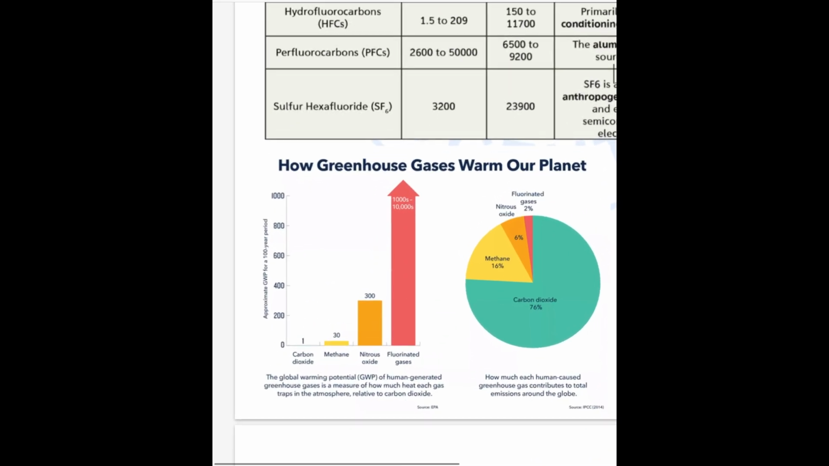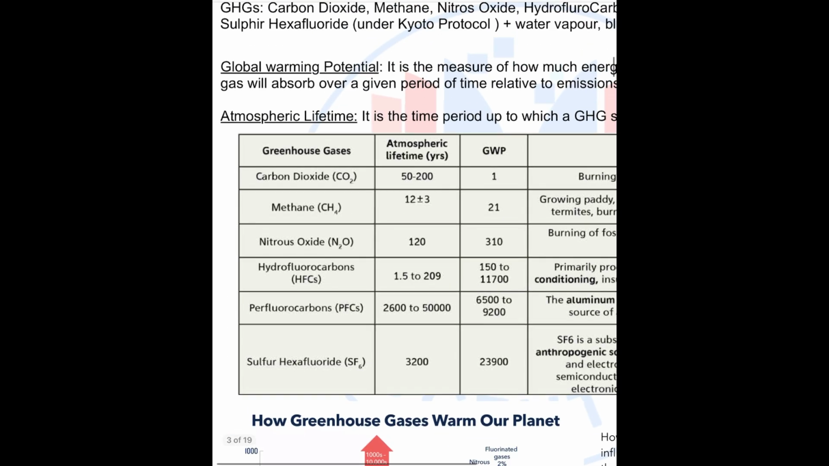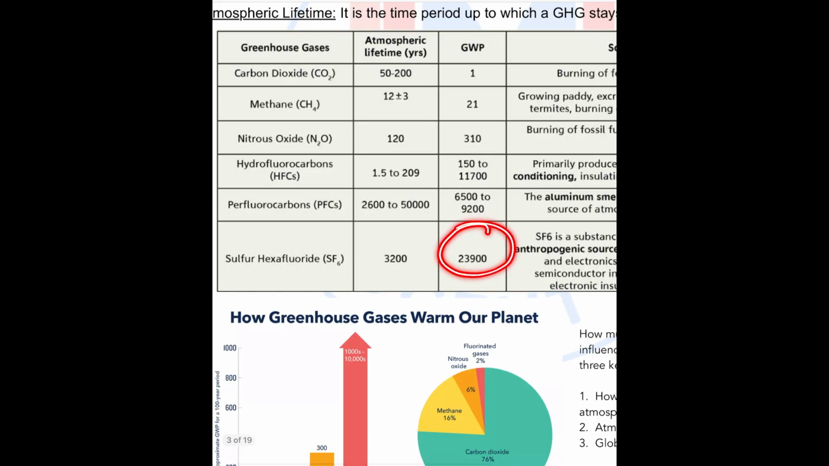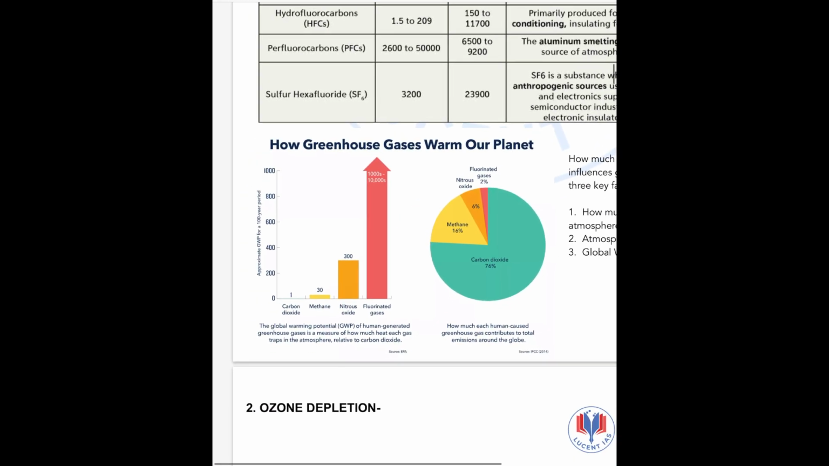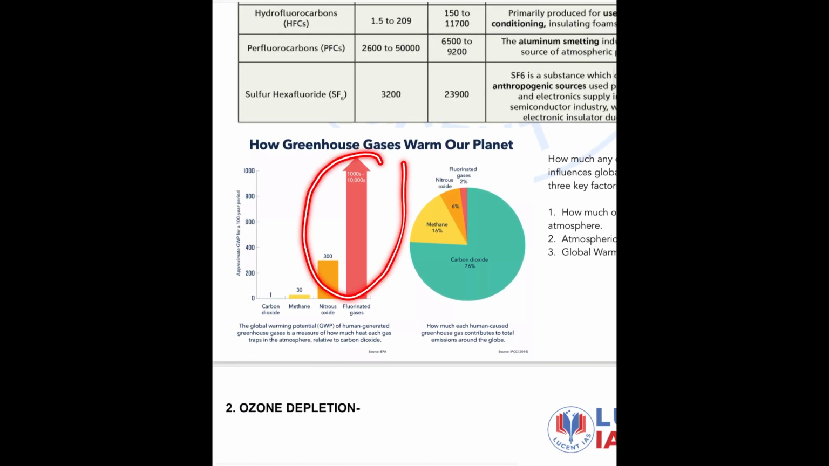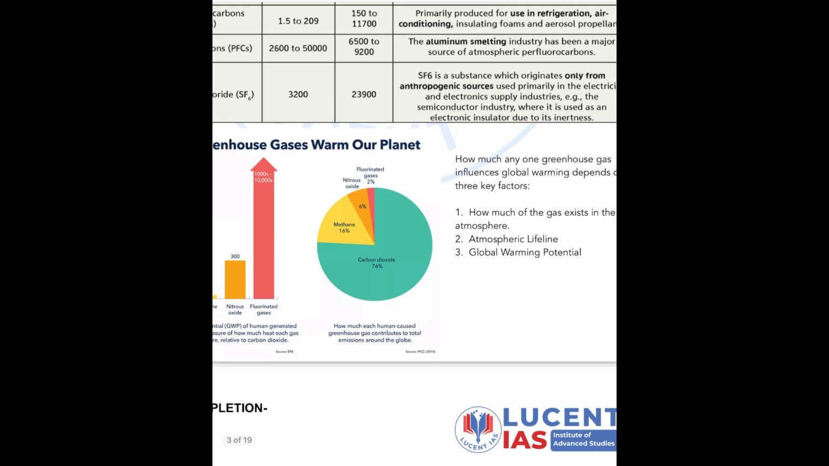So let us see how the greenhouse gases warm our planet. Mainly the highest warming comes from the one having the highest global warming potential and staying the longest. So the global warming potential of fluorinated gases is much more, so they warm the planet much more. But in practice we do not see fluorinated gases as they are mostly eliminated. So what is in our atmosphere? 76% is carbon dioxide. Then methane 16%, nitrous oxide 6% and fluorinated gas 2%.